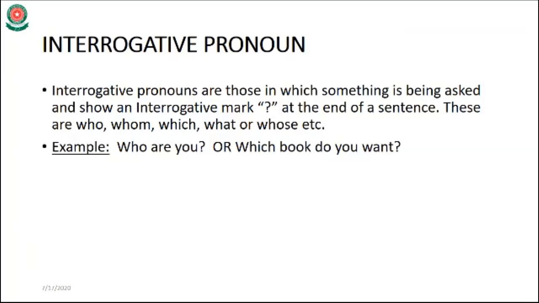So when you see that at the end of the sentence there is a question mark, it should come to your mind that this is an interrogative pronoun. I again repeat the interrogative pronoun.